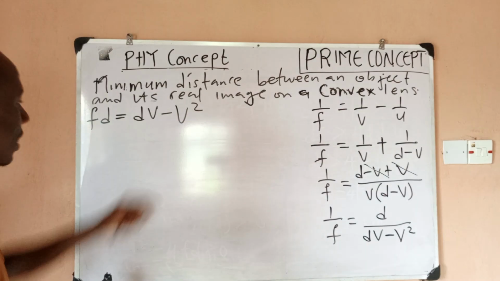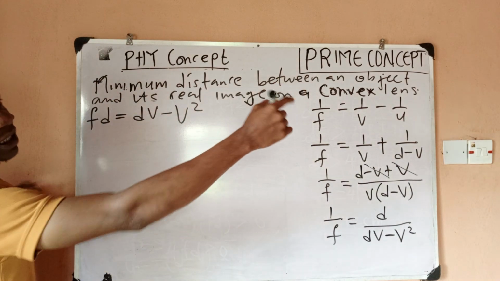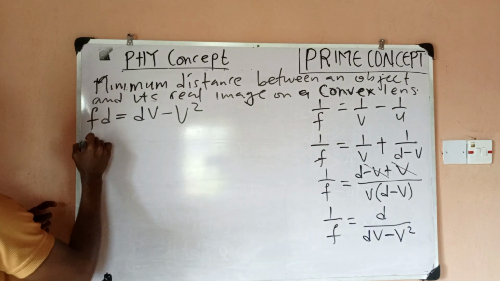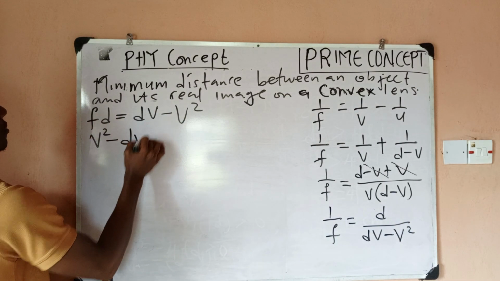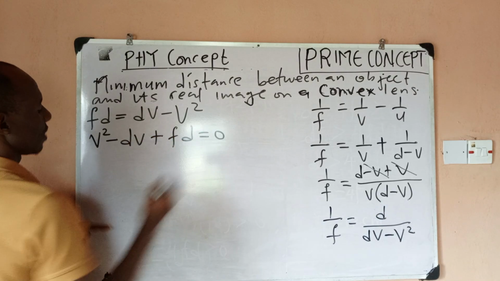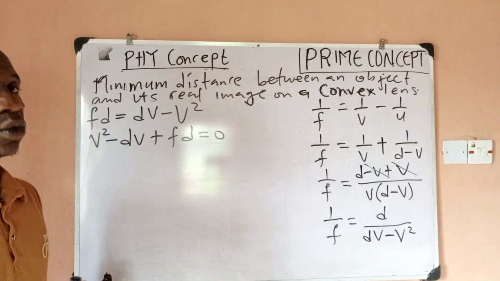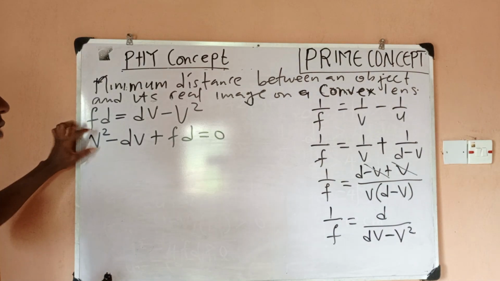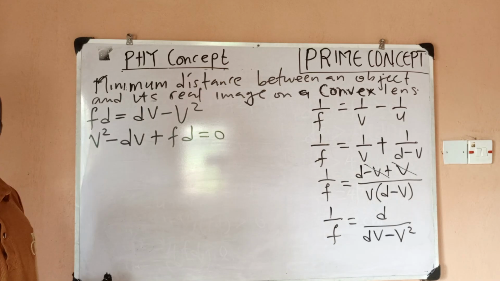Now if I rearrange this, bringing everything to the left hand side and leaving the right hand side to be 0, I would have v squared minus dv plus fd equals 0. Now you will notice quickly that this is a quadratic equation in terms of v. So this is v squared and this is minus dv. So this is a quadratic equation in terms of v.